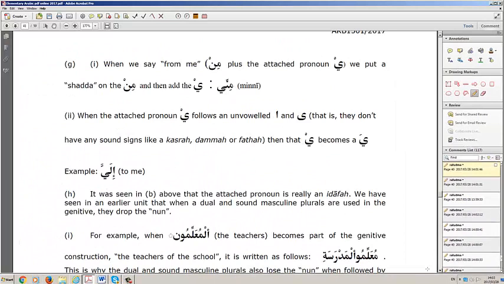And when we say "from me", min, we put a shadda on the min, and then we add another ya, so it becomes minni, another anomaly. So these are the anomalies that you should remember, but which become very simple with practice.